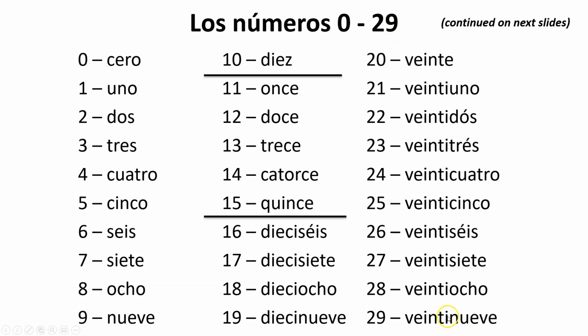And then 20 through 29 all share the same as well. Vein, like the vein in your arm. 21, 22, 23. So they all start with 20 and then the number.